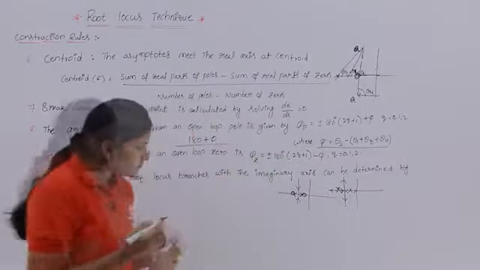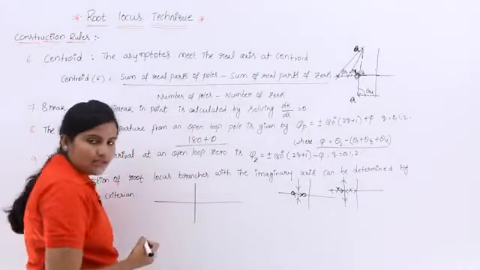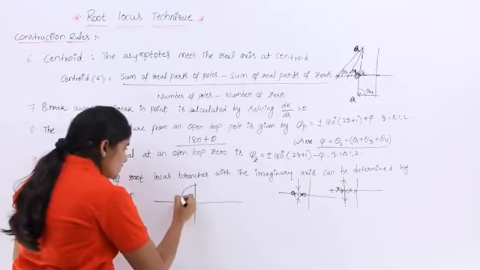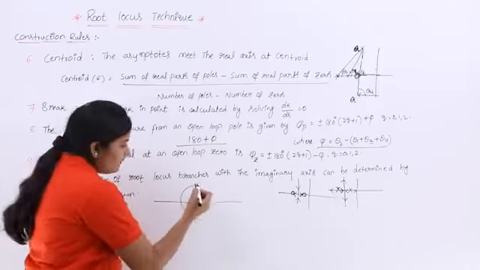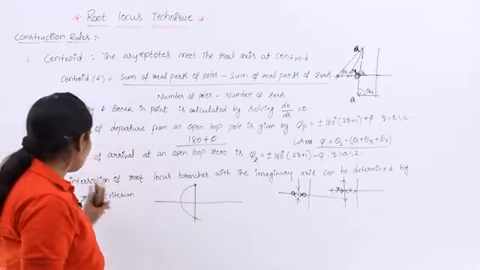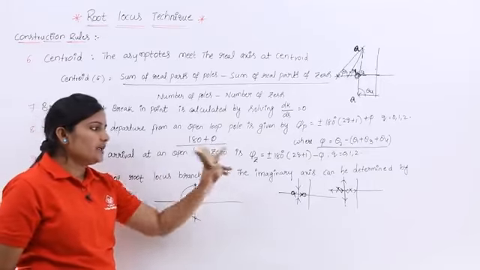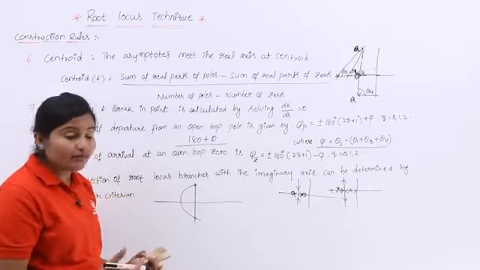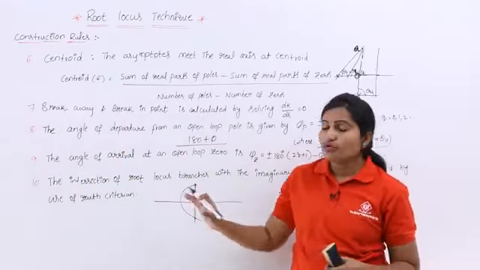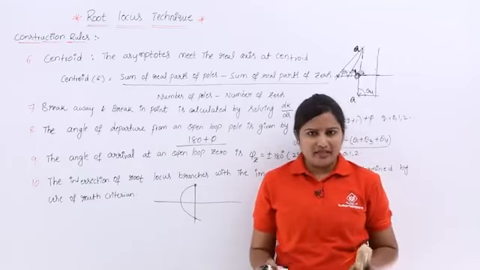For example, if you are drawing any root locus, and your root locus is like this, then at which point it intersects the imaginary axis can be decided by the intersection of the root locus branches with the imaginary axis. This can be decided by the Routh array. Again we are going to use the Routh criterion. So, all these 10 points are very important.